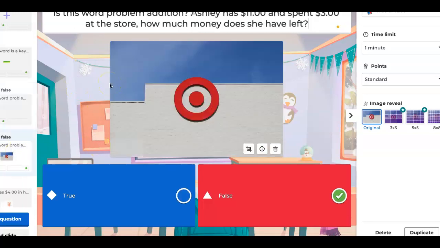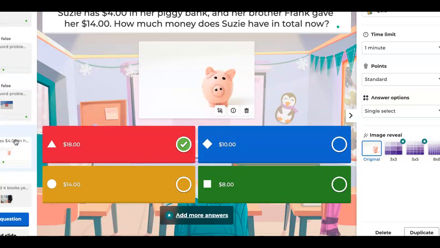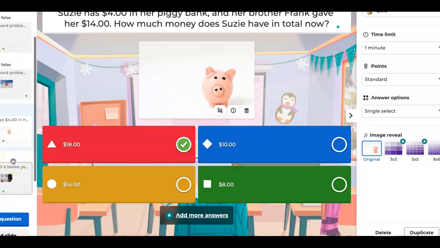Is this word problem addition? Ashley has $11 and spent $3 at the store. How much money does she have left? Because this one's kind of a tricky one, because it is left, it would be false. Susie has $4 in her piggy bank and her brother Frank gave her 14. How much money does Susie have in total now? So there's 18, 10, 8, 14. So for this, they would have to count.